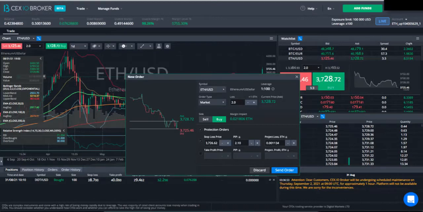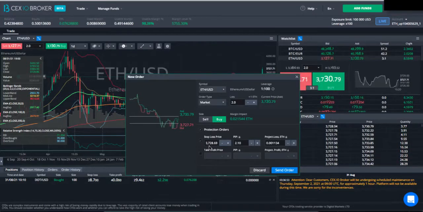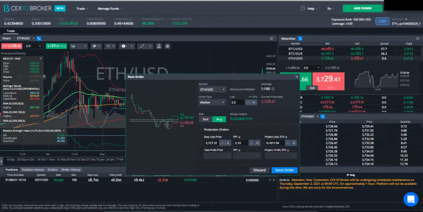So what you're looking at over here where it says projected loss, Ethereum, okay? It shows that the current price is $3,728. If I take a stop loss right here of $3,728, it's going to cut me out with a loss of 0.001 Ethereum, which at this point is about $3.70. That's less than $5 in losses, okay? Because this is in Ethereum. However, obviously I'm not going to put a stop loss that close.